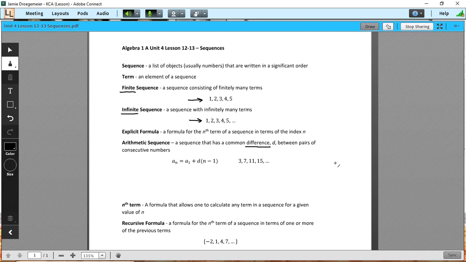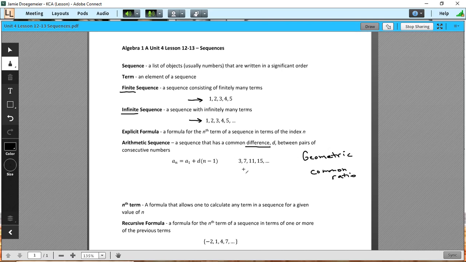The other one I'm not going to talk about as much here, but I do want to at least mention it, is called a geometric sequence. And in a geometric sequence, the difference is that instead of a common difference, we say that it has a common ratio. If you think a ratio means more like division, you're going to use multiplication or division to go from one term to the next in a geometric sequence.